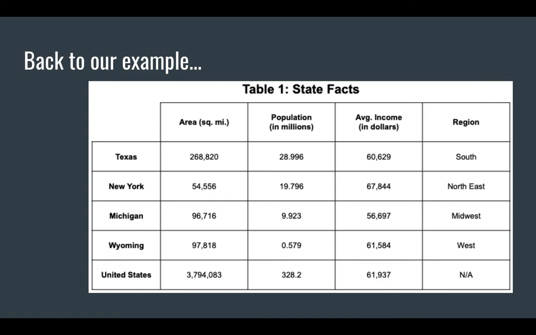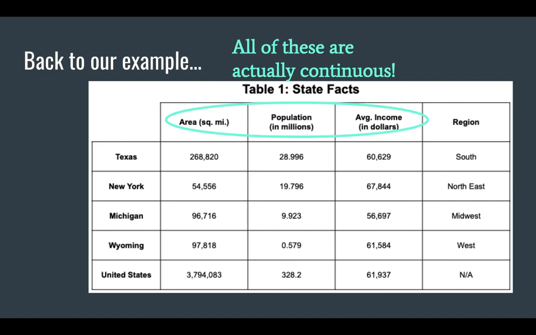Average income, also continuous. Area, also continuous, even though it says the size of Texas is 268,820 square miles. Maybe it's all of that plus 1 inch, plus 1 square centimeter. We don't know. For ease of reading, we're going to round all of these values. So these are all 3 actually continuous.